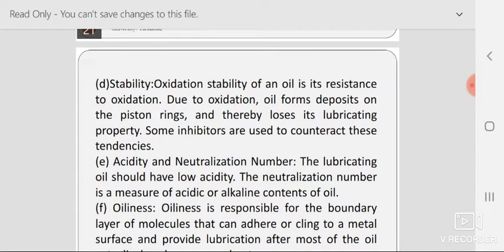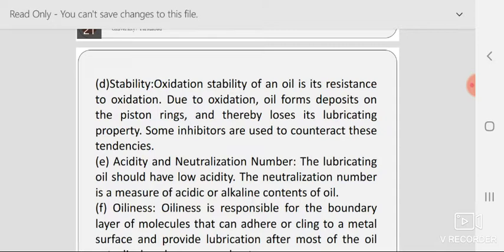I am talking about the oxidation stability of an oil, its resistance to oxidation. That means the oil has a tendency to get oxidized. So oil should have sufficient resistance to oxidation. Due to oxidation, oil forms deposits in the piston rings. What are these deposits? Actually, a rust-like formation. Whenever there is oxidation, there is formation of rust. And rust gets collected in the piston rings and thereby the oil loses its lubricating property.